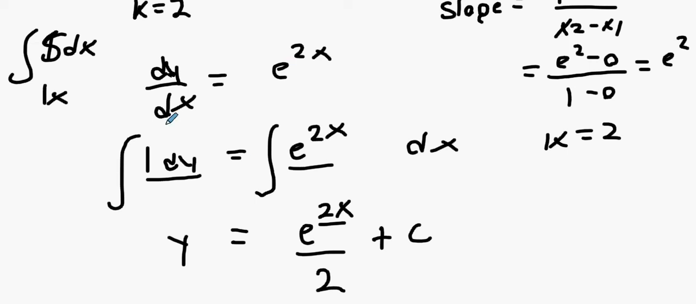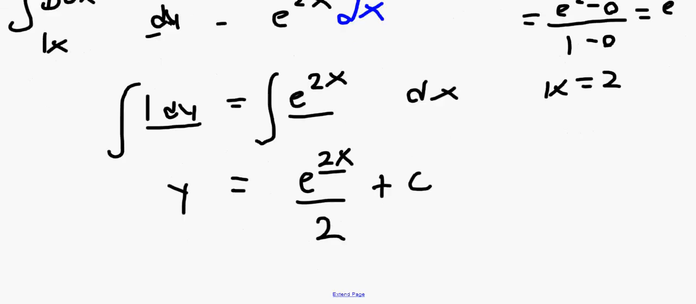See the way what I did here, Brian, was the dx, I brought it upwards, like so. And now what I had on one side was dy, and what I have on the other side is dx. And to turn dy into y, I need to integrate both sides. So that's why I integrate the left side and integrate the right side. Okay? And now I have to find the c value.